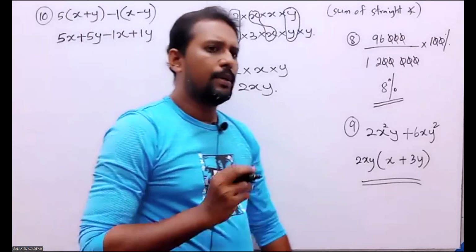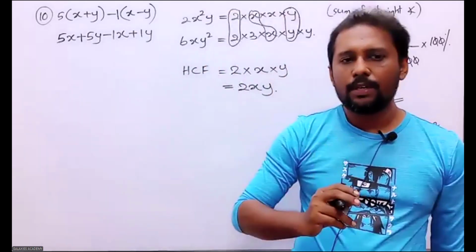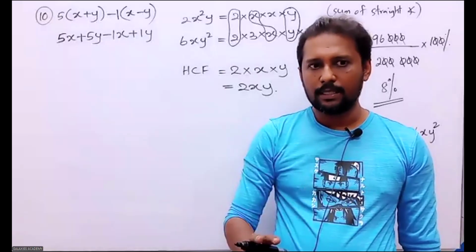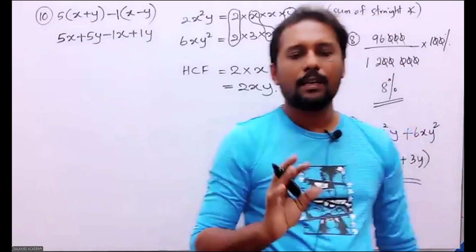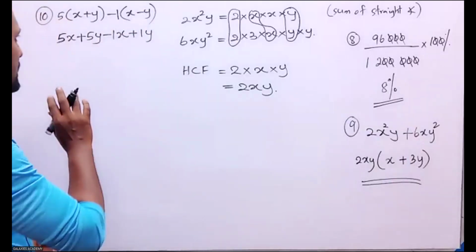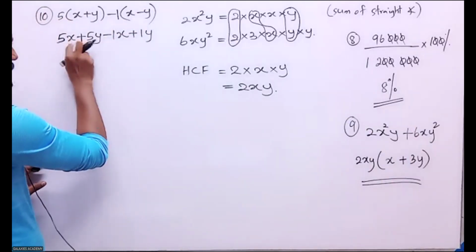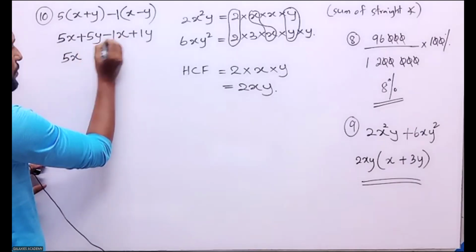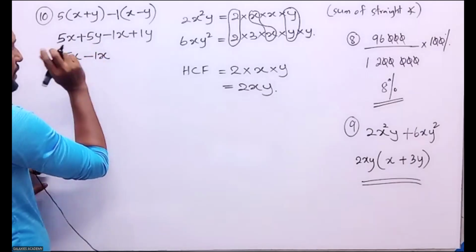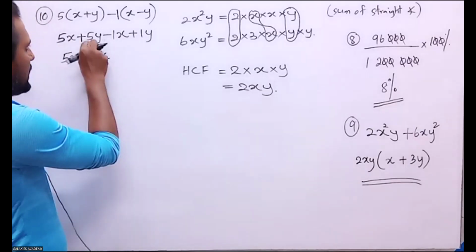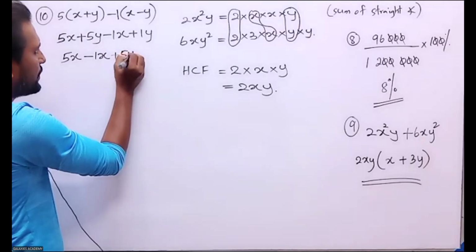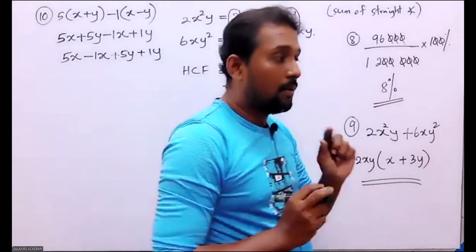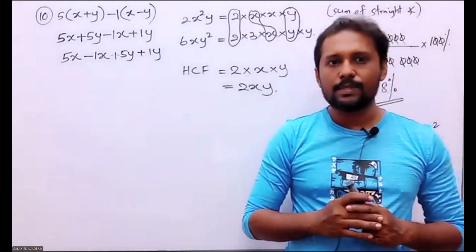Then, as I told you in this lesson, if you want, you can write the like terms near each other. It is not compulsory. First, I will write the x terms, 5x minus 1x. Then I will write the y terms, plus 5y plus 1y. Right, now I will simplify the like terms.